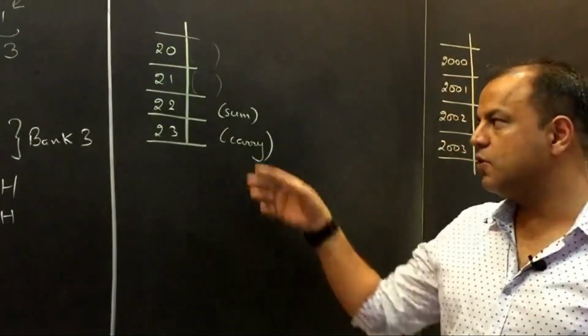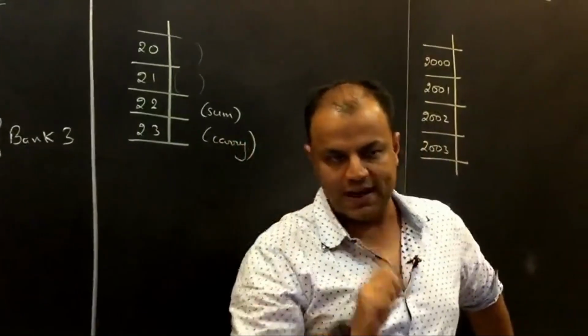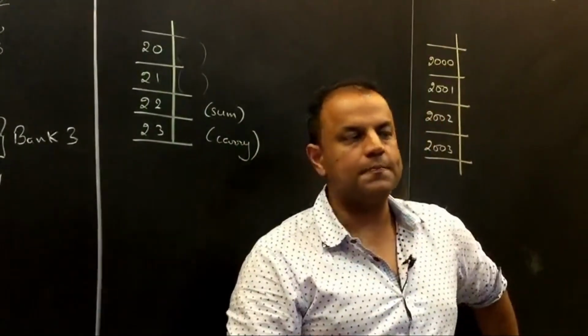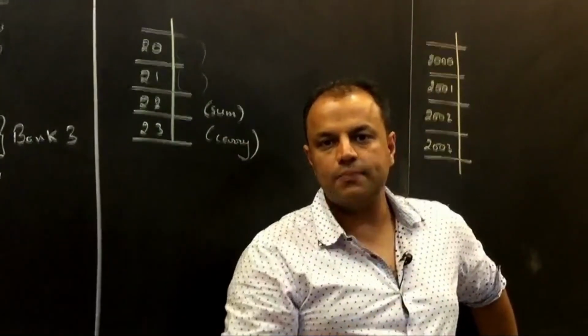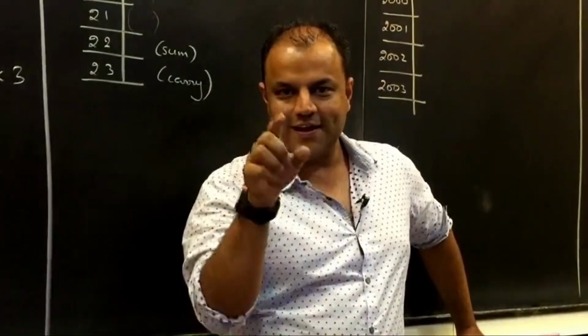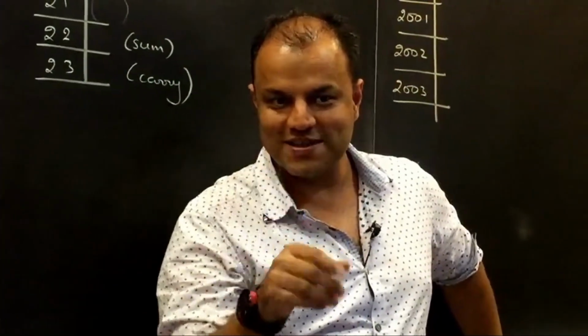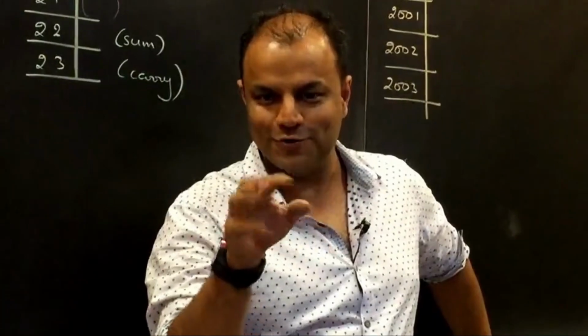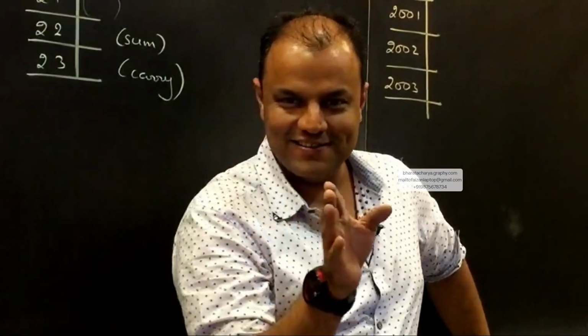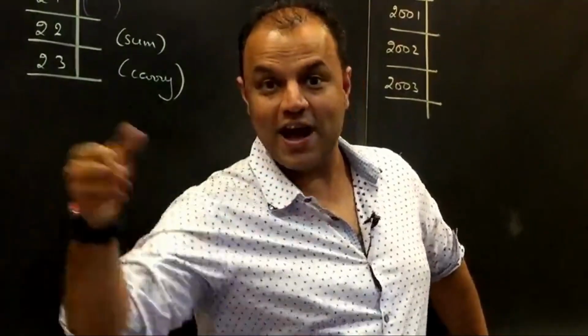Now suppose the examiner has not said where to store sum and carry. Sum and carry are two different bytes. Sum is a byte, carry is a byte. How do you store which one? Between sum and carry, who is the higher byte? Carry. You understand that? 9 plus 4 is 13. 13 means 3 and a carry 1. Which is higher, 3 or 1? 1, because 1 is in tens position. 3 is in units position. Carry comes after the sum.